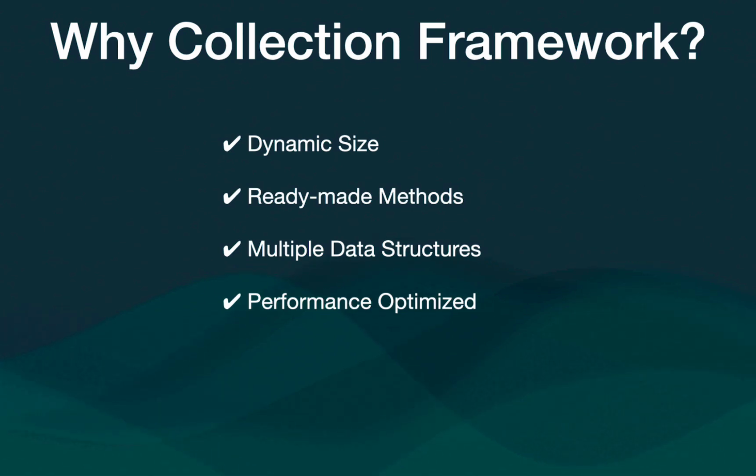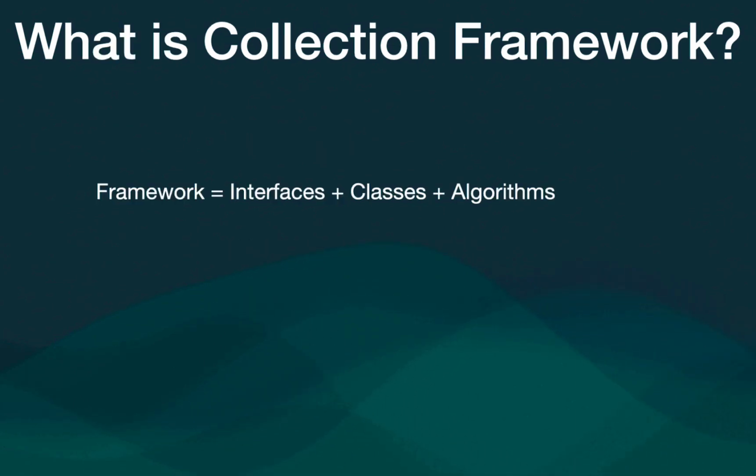Multiple data structures are available in the collection framework. We use different classes, and those classes internally use different data structures and are performance optimized, so performance will also increase. Each class in the collection framework has its own characteristics and use cases. At the end of this series, you will be able to understand when to use which collection class.